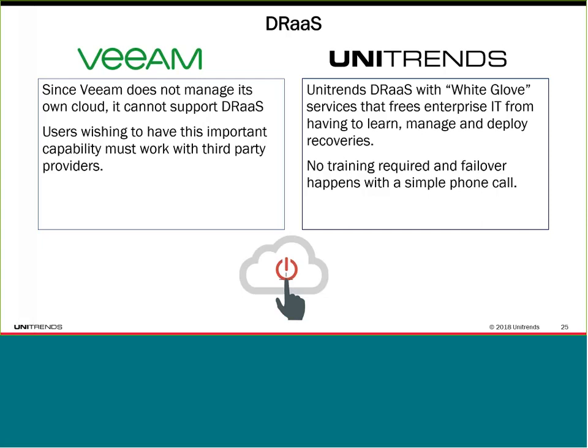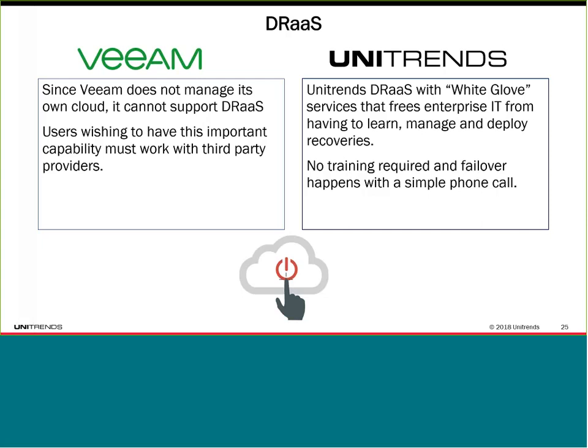And because Veeam doesn't have their own cloud, it doesn't support DR as a service. So any users who are wishing to have this capability have to work through that third-party cloud provider to see if they're able to manage and accomplish that. And with Unitrends, because we have our own cloud and our own dedicated team of engineers there, we offer DR as a service with white glove, which just means you have a local disaster and you've paid for DR as a service and your data's in our cloud.